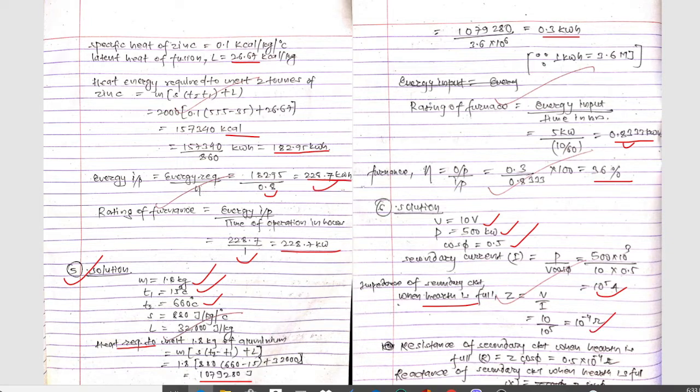Now resistance of the secondary circuit when the hearth is full, so R will be Z cos phi, and here we obtain the value of Z, and power factor is given as 0.5. So we'll get here 0.5 into 10 to the power minus 4 ohms. Similarly, the reactance of secondary circuit when hearth is full, so X will be Z sin phi, and we know the power factor is 0.5, and sin phi will be root under 1 minus 0.5 square. So we'll get the value of X as Z into sin phi, means 8.66 into 10 to the power minus 5 ohm.